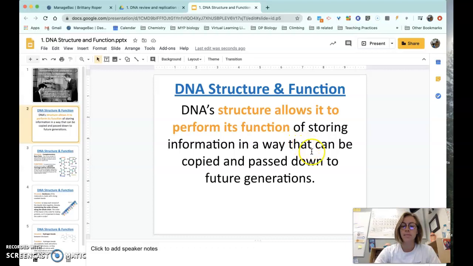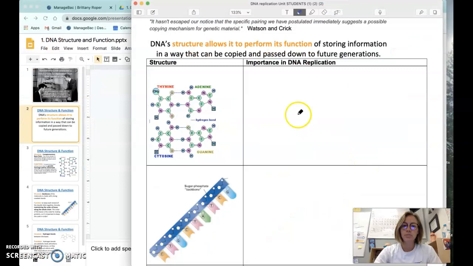So DNA structure and function, its structure allows it to perform its function of storing information in a way that can be copied and passed down to future generations. So in your notes packet, that's shown here. And it's really important that we understand that the very unique structure of deoxyribonucleic acid allows for it to be passed on to generation after generation. And this is how it does it.